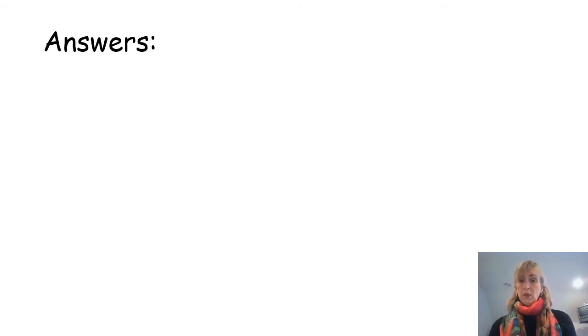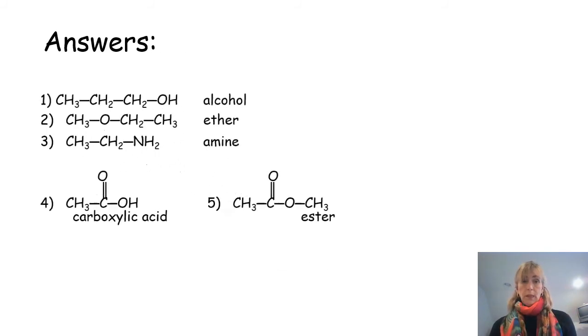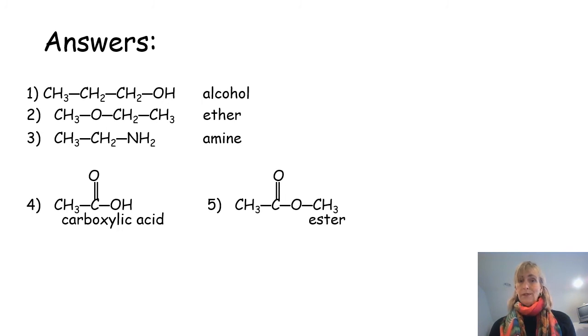Okay, so the answers. That very first one, the distinguishing feature: we see the hydroxyl group, and it's bonded to a carbon. And if you don't believe that it is, then draw the expanded structure. Expand it out, and you will see that it's bonded to a carbon, not those two hydrogens, right?